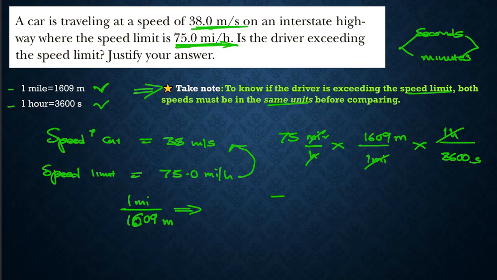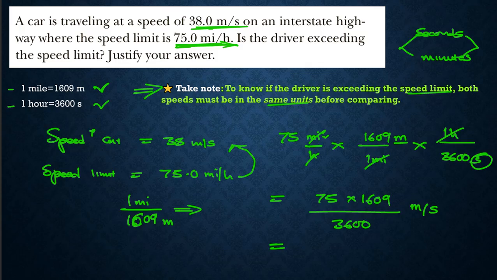Upon having this, miles and miles are going to cancel and hours are going to cancel. On top we remain with 75 multiplied by 1609, over 3600 down there. On top here we have meters, and seconds down here as the denominator, so we can say meters over seconds. As we can see, we already have the speed limit in meters per second. It's just a matter of using the calculator, and you're going to get the answer, 33.5 meters per second. So this was the speed limit.